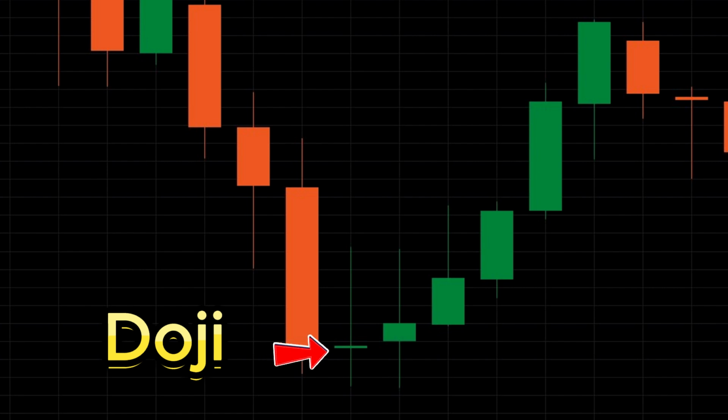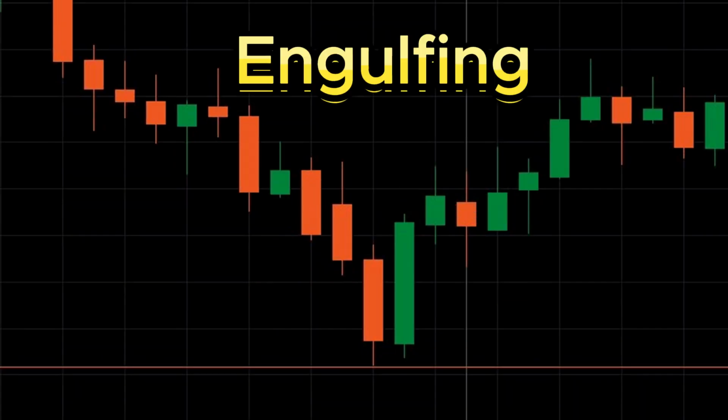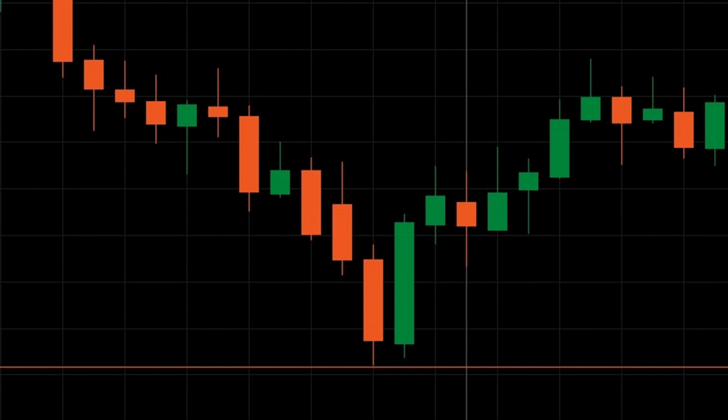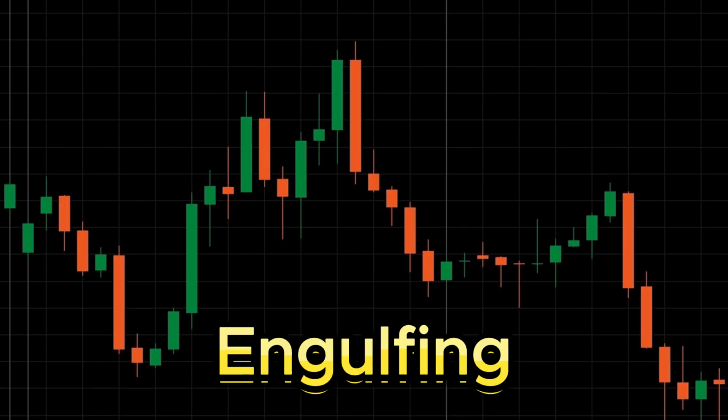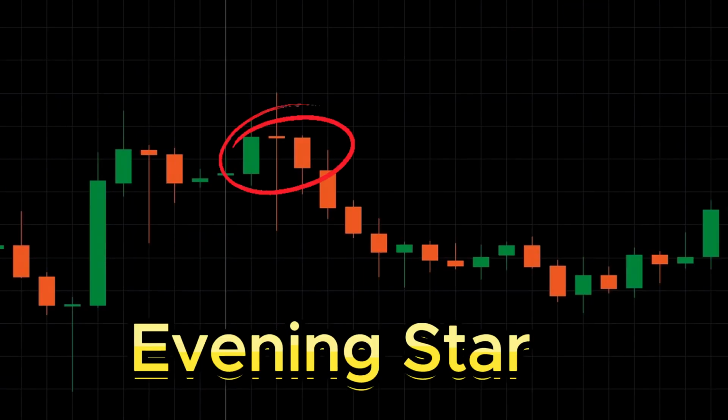Doji. The open and close are nearly the same, shows indecision. May signal trend change. Bullish engulfing. A big green candle fully eats a red one before it. Buyers take control. Buy signal. Bearish engulfing. A big red candle engulfs a smaller green one. Sellers take control. Sell signal. Morning star. A 3-candle pattern signaling a reversal upward. Evening star. The opposite of morning star.